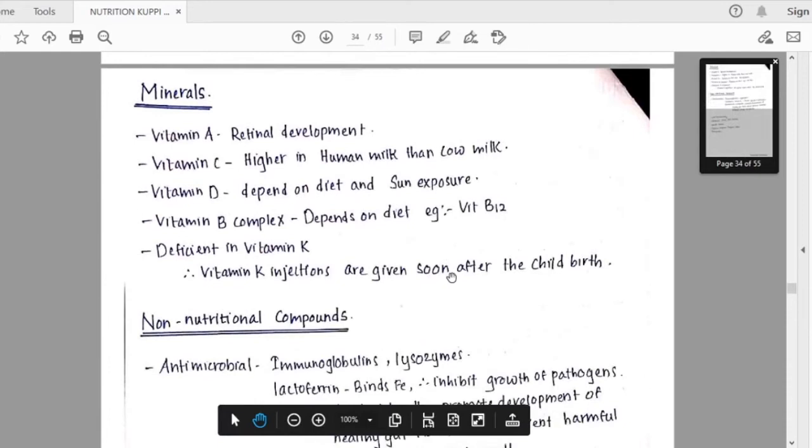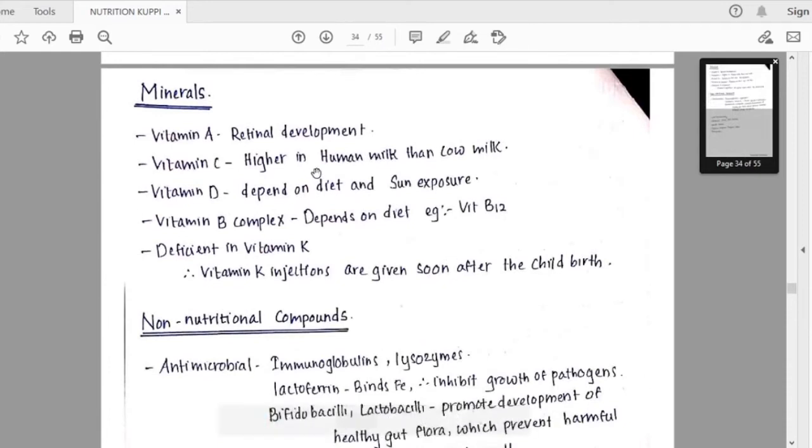Then minerals and vitamins. Vitamin A is important for retinal development. Vitamin C is higher in human milk than cow's milk. Vitamin D depends on the diet and the sun exposure. Vitamin B complex also depends on the diet, for example vitamin B12, cobalamin, depends on the diet of the mother. Human milk is deficient in vitamin K.